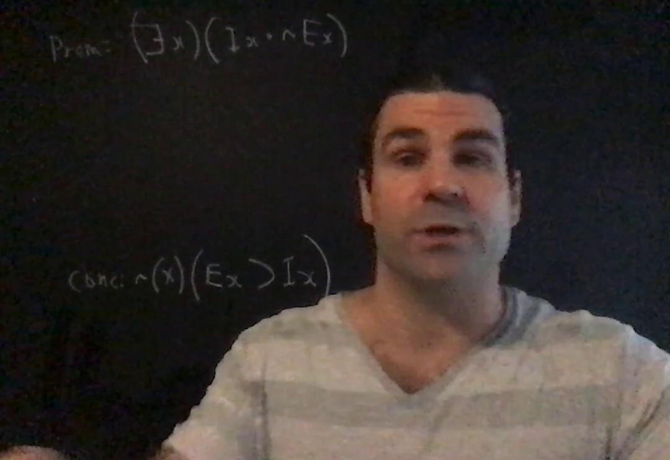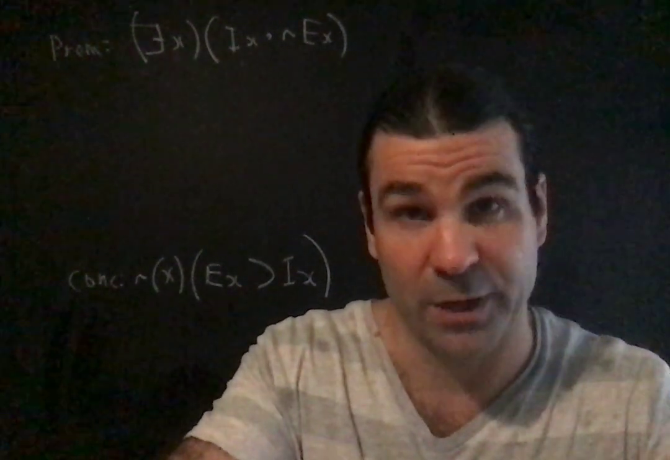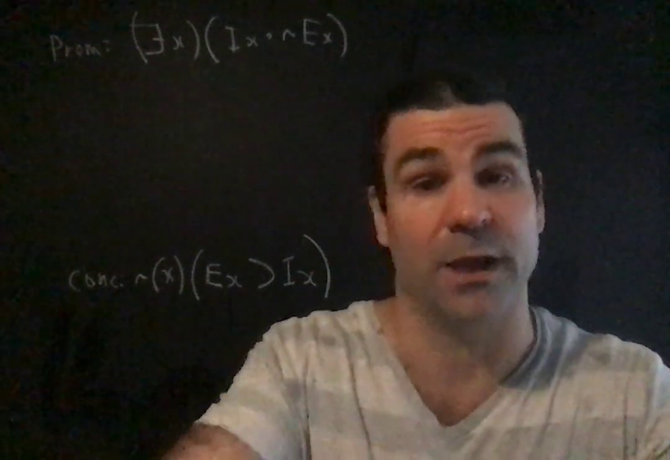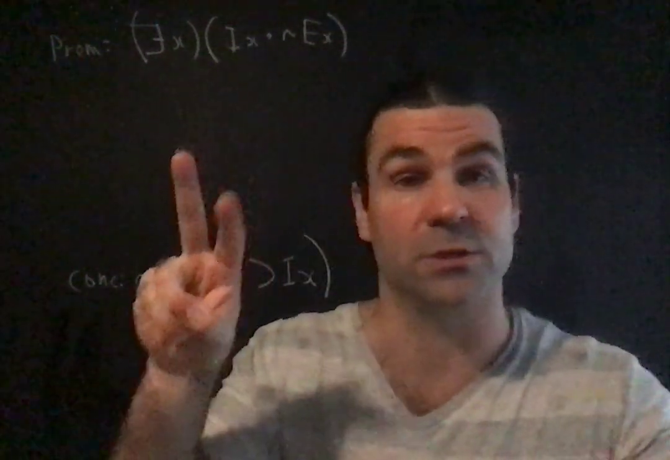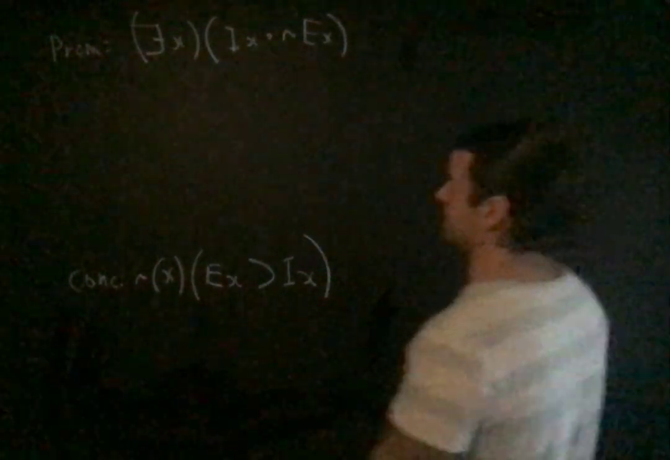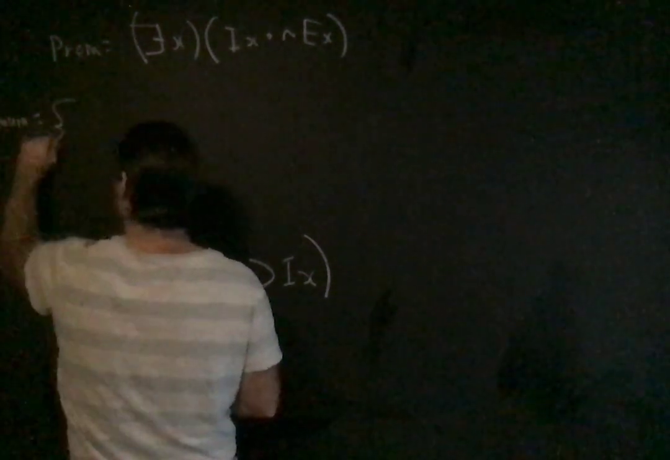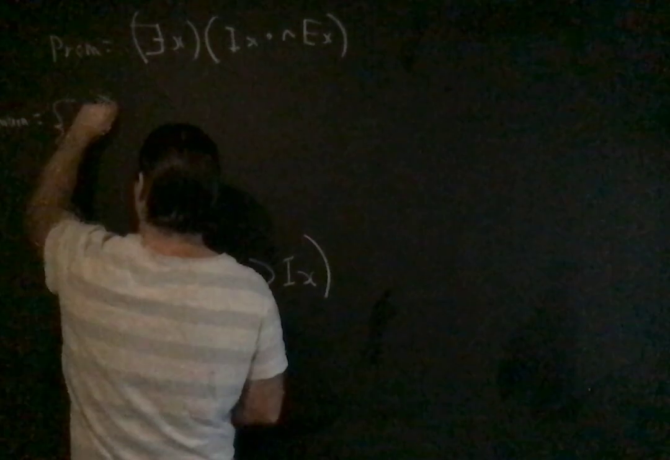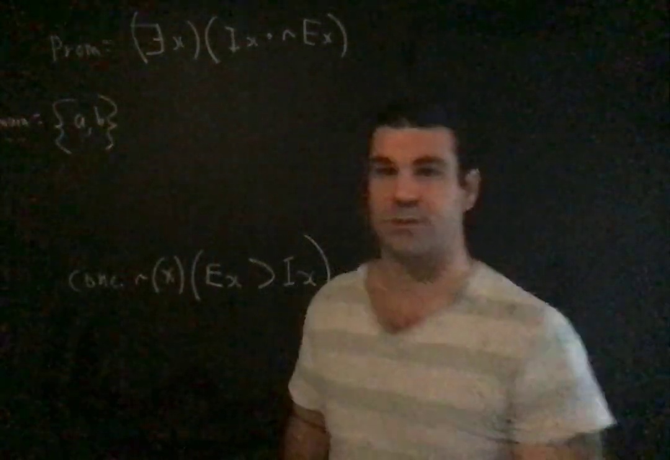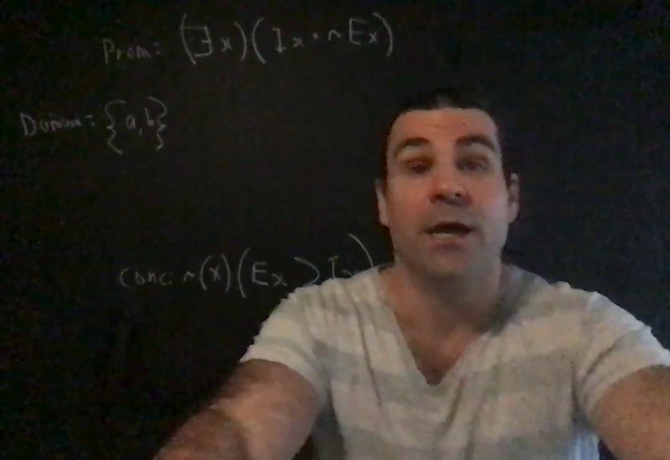So what you have to do is pick a domain, right? And I highly recommend just starting with a domain of two individuals. This means you write domain equals A, comma B. A and B are individual constants. They're the names of the two individuals in your domain, right?